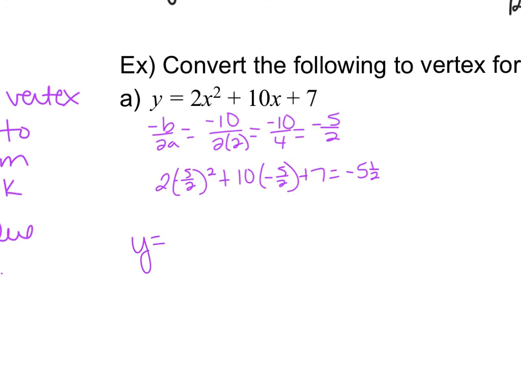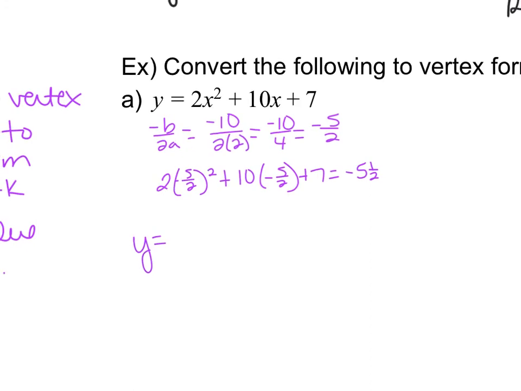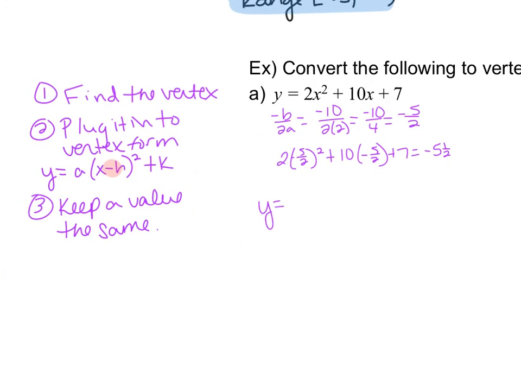So I'm going to have y equals the a term. Remember, a term stays the same. So 2 parentheses x. Okay, our h value or our x coordinate is negative, so that will be like negative 5 halves. And then squared. And then plus your k value, which is negative 5 1/2, sorry, negative 5 1/2. So I wrote it that way.